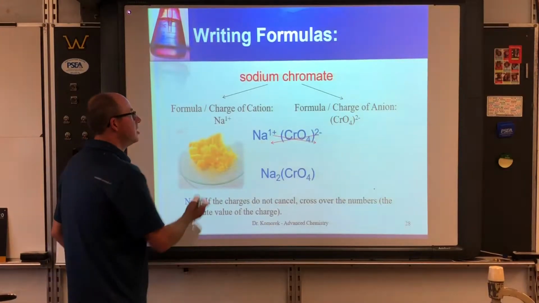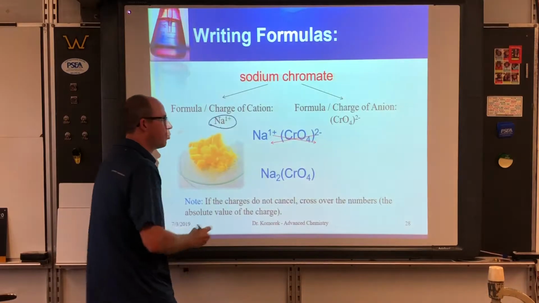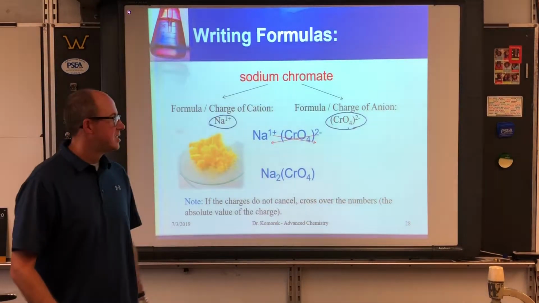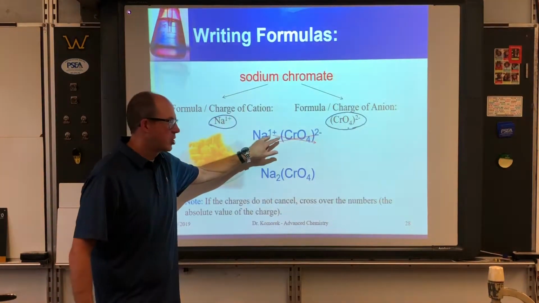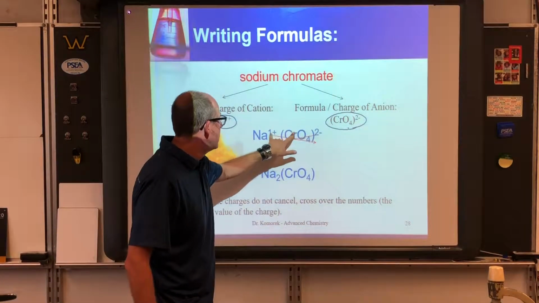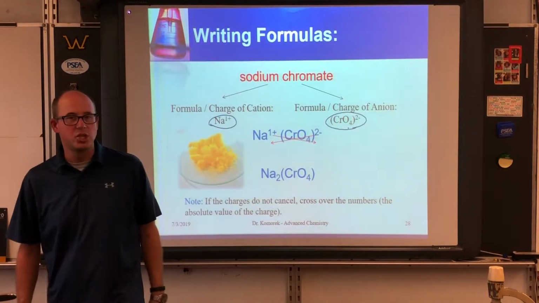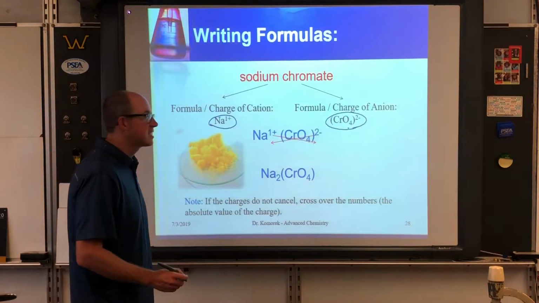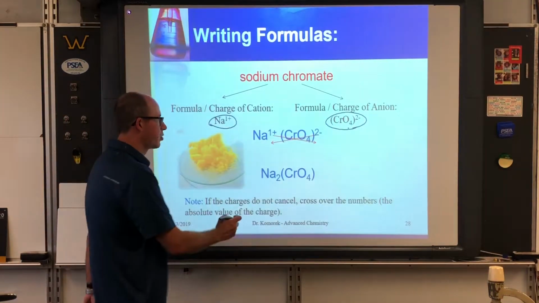In this example, sodium chromate, sodium has a charge of 1+, but chromate has a charge of 2-. Step 1, write the two formulas and the charges next to one another and look to see if the charges cancel out. These charges won't cancel out because a +1 and a -2 add up to just -1, not 0. So the next step is called crossing the charges. When the charges don't cancel, we cross the charges.